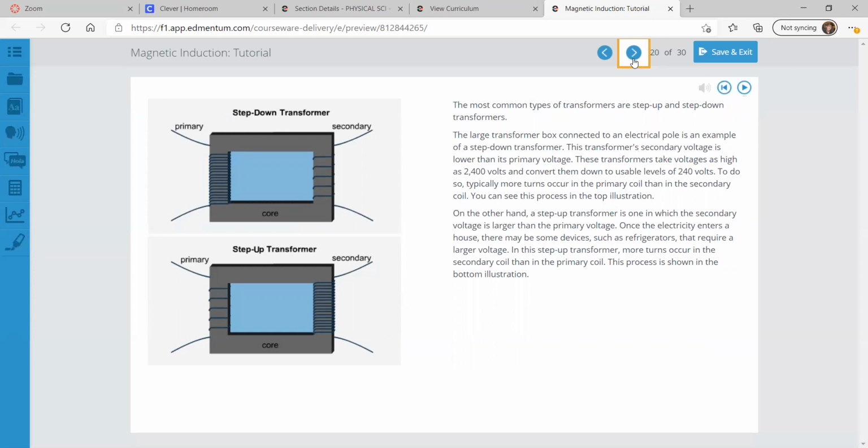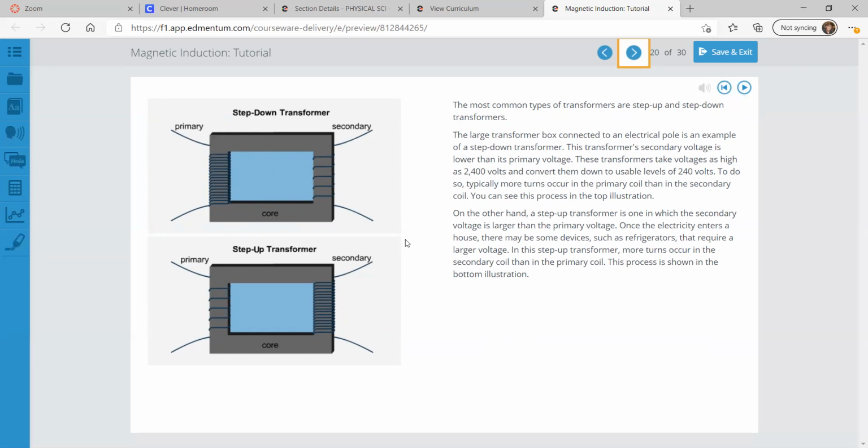To do so, typically more turns occur in the primary coil than in the secondary coil. So you see how the primary coil is dealing with larger voltages. It needs more turns wrapped around the core. And then the secondary has less overall.